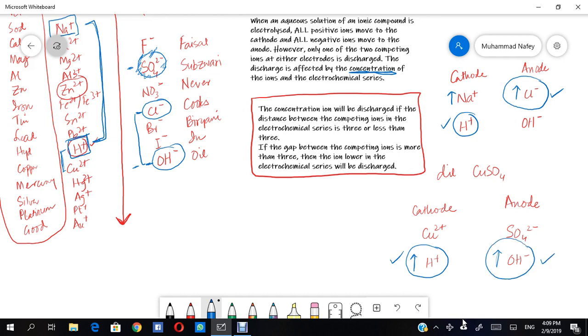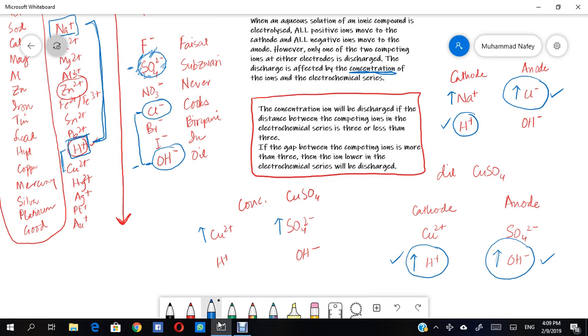Let's take another example. Let's see what happens if we have concentrated CuSO4. Again, at the cathode we have Cu2+ and H+. At the anode we have SO4 2- and OH-. Now we can see that since it's a concentrated solution, we have higher proportions of copper and sulfate ions as compared to hydrogen and hydroxide ions respectively.